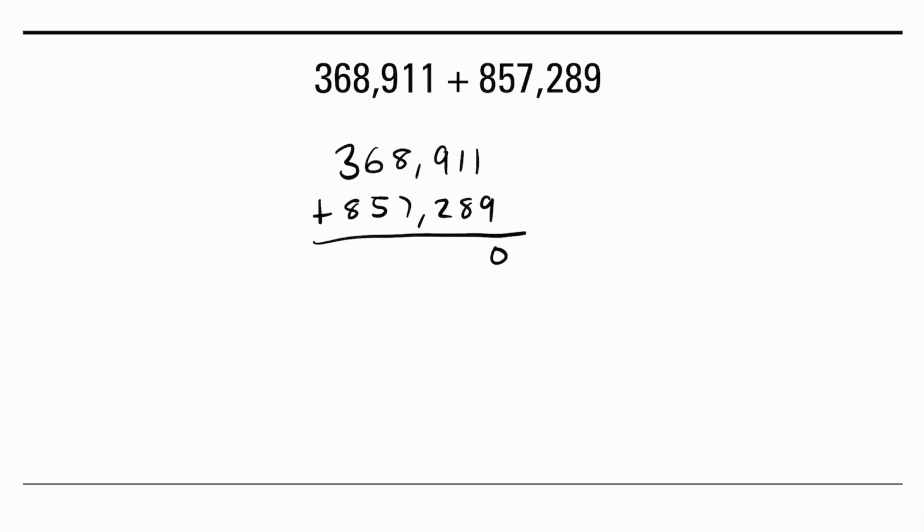1 plus 9, 10. Carry the 1. 1 plus 1 is 2. Plus 8 is 10. Carry the 1. 1 plus 9 is 10. Plus 2 is 12. So we carry the 1 there. 1 plus 8 is 9. Plus 7 is 16. Carry the 1. 1 plus 6 is 7. Plus 5 is 12. So carry the 1 again. 1 plus 3 is 4. Plus 8 is 12. And so we would put the 12 there, making sure to separate with our comma. And so we end up with 1,226,200.